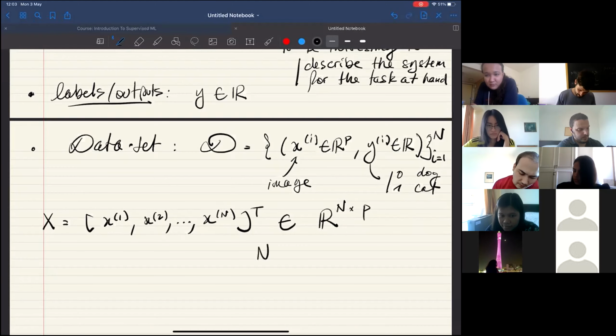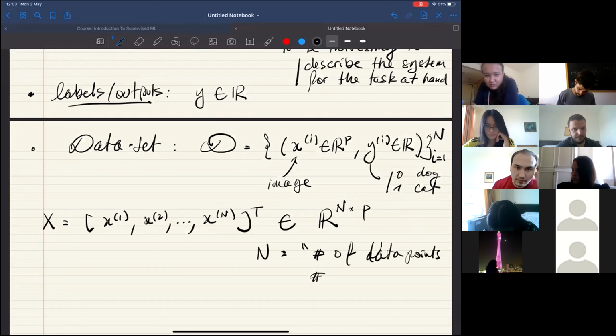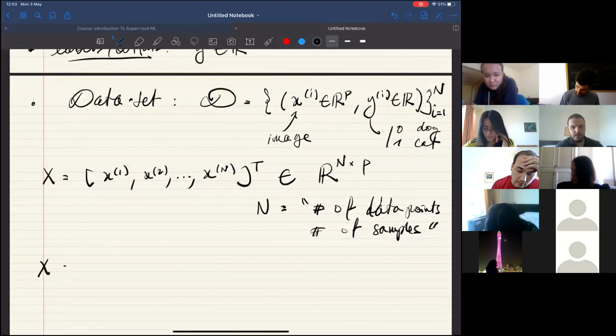And n, I call it the number of data points or the number of samples. I will use mostly that word, samples, and this is the standard vocabulary, okay? So concretely, this matrix is what?